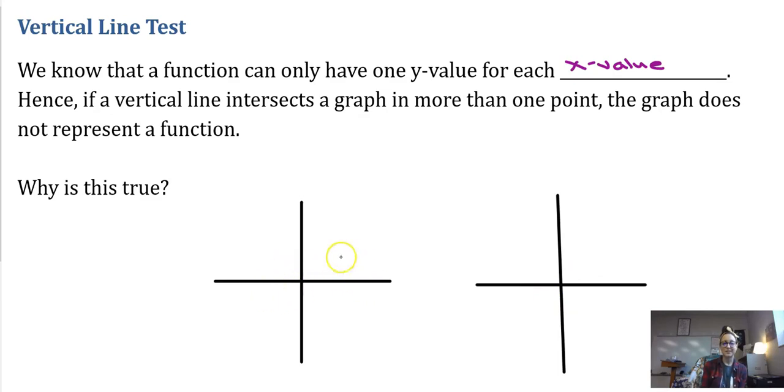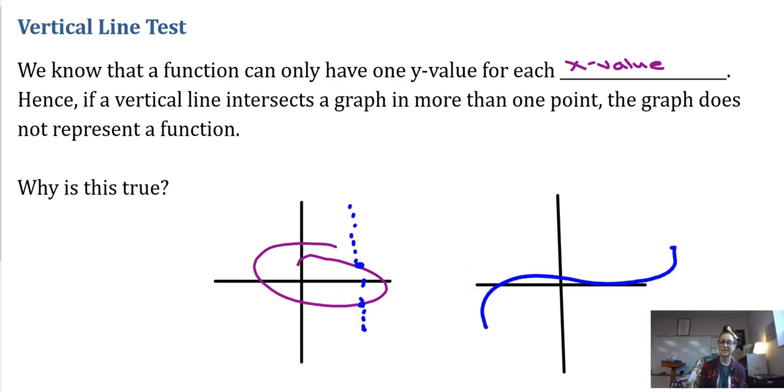Because if I have something like this, for example, notice that I can find vertical lines that cross at more than one location. For this particular x value, and a vertical line is an x equals something, we cross at more than one, so this would not be a function. However, if I drew something like this, it would pass the vertical line test because any vertical line I pick would only cross the graph once.